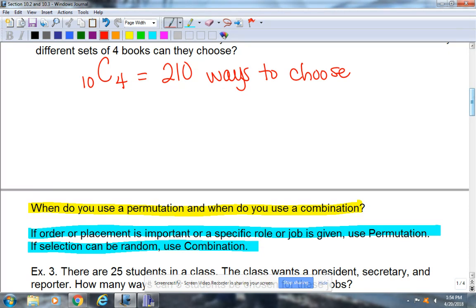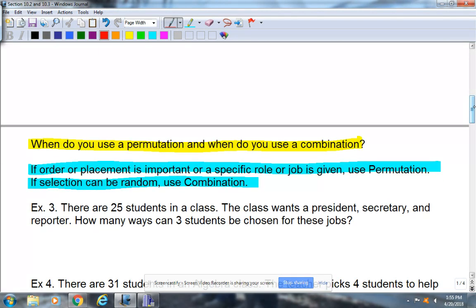So if placement matters, it's a permutation. Also, if you're choosing somebody for a specific job, that's also a permutation. Or if you're doing an order of first, second, or third place, like we did some yesterday, that's a permutation. Okay? But if the choosing can be random, then we use combination. So I'm going to give you a few examples here, and we're going to discuss whether it's a combination or a permutation. If order matters, it's a permutation. If it does not matter, it's a combination.